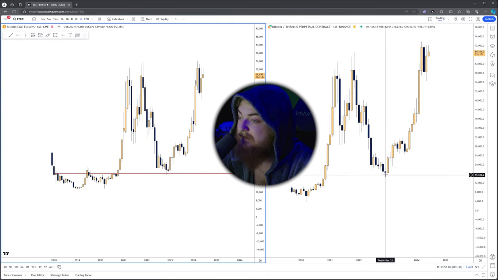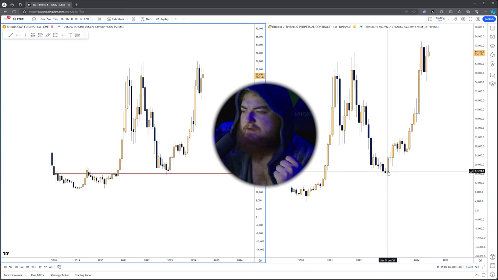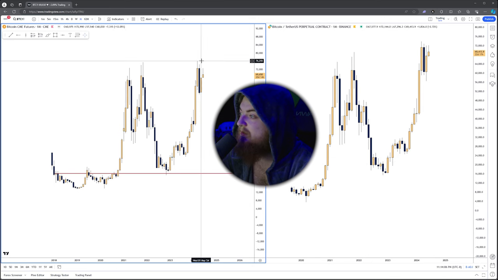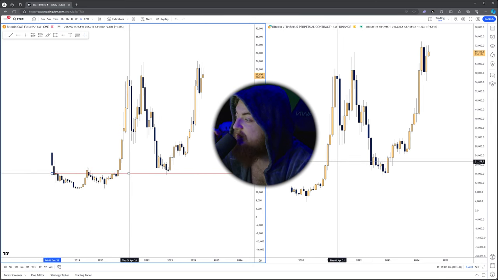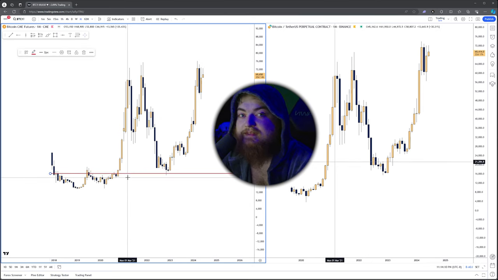It's already went. But if you're only looking at the Binance perp chart, you're going to be sitting here like, oh, it's going to go down there eventually. It's going to run down. And then you're going to get left in the dust when this thing runs to all-time highs, because you're sitting there using the wrong chart waiting for something that's never going to happen.